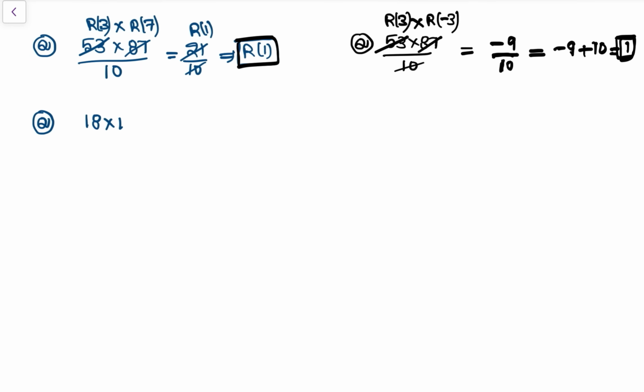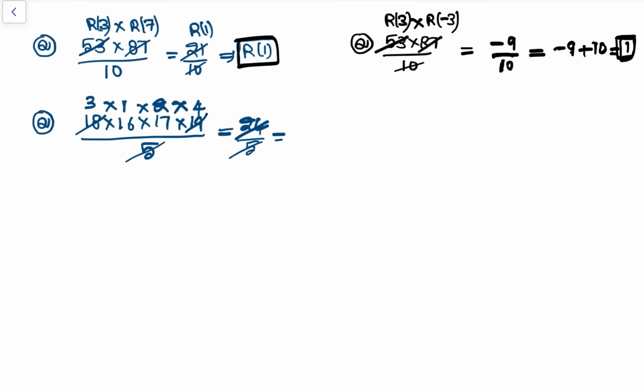18 into 16 into 17 into 19 upon 5. See, 5 3s are 15, remainder 3; into 5 3s are 15, remainder 1; into 5 3s are 15, remainder 2; into 5 3s are 15, remainder 4. So ये हो गया 2 into 8, 8 into 3 is 24, 24 upon 5 is remainder 4. Remainder 4 आ गया. Now let's see the question.